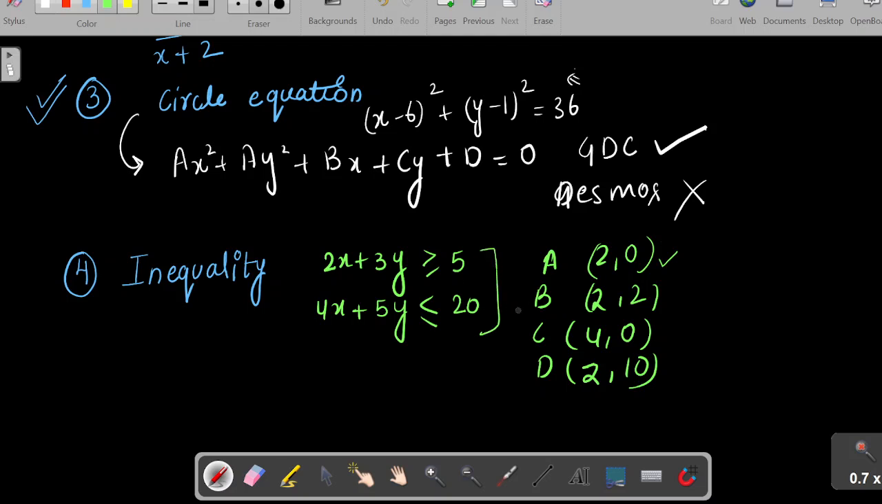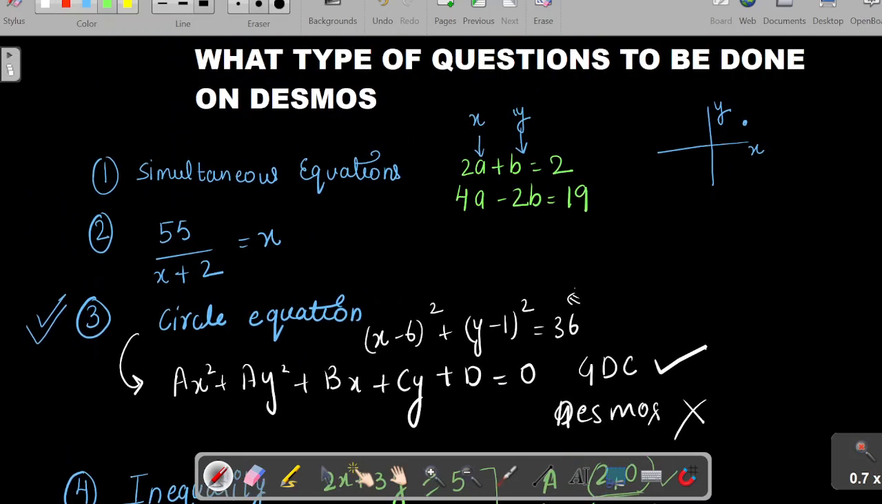Best is to put it on Desmos, put these points also on Desmos, and find it out. We will be doing these types of questions in the coming Desmos videos in the same playlist. We will be doing a detailed video.